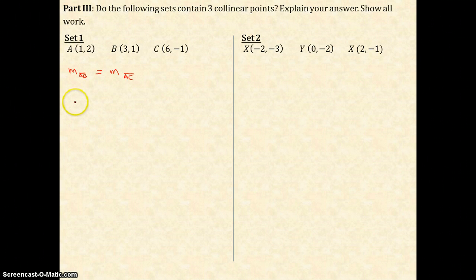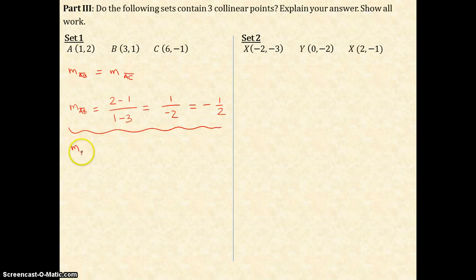So what is the slope of AB? Alright, the slope of AB, we're just going to use these points. 2 minus 1 is the y value minus the y value. And then starting with the same point, 1 minus 3. So 2 minus 1 is 1, and 1 minus 3 is negative 2. So the slope of AB is negative 1/2.